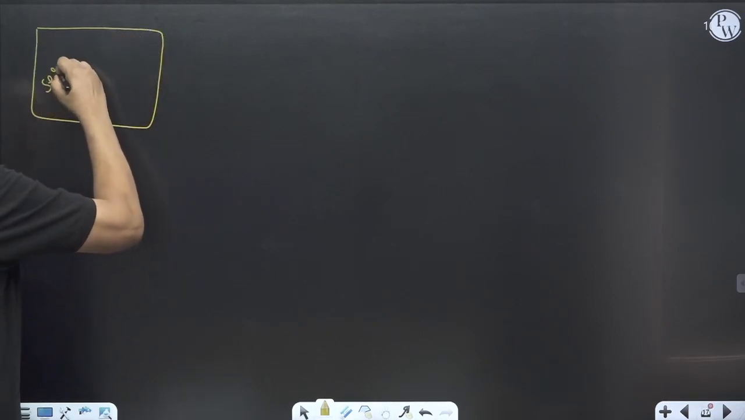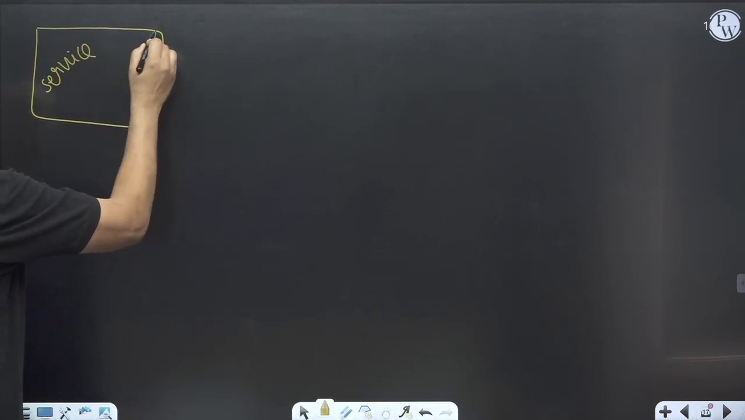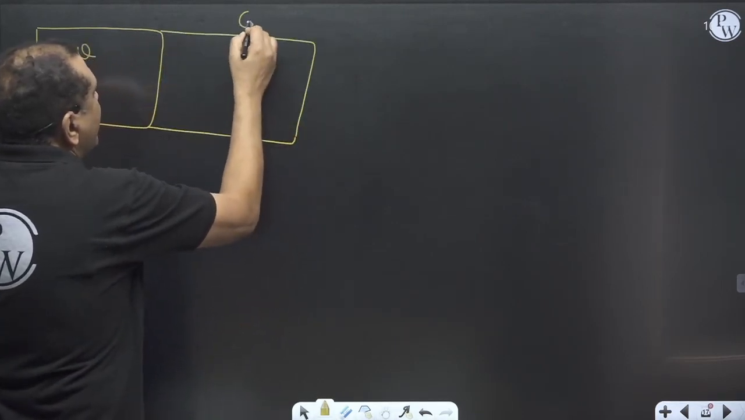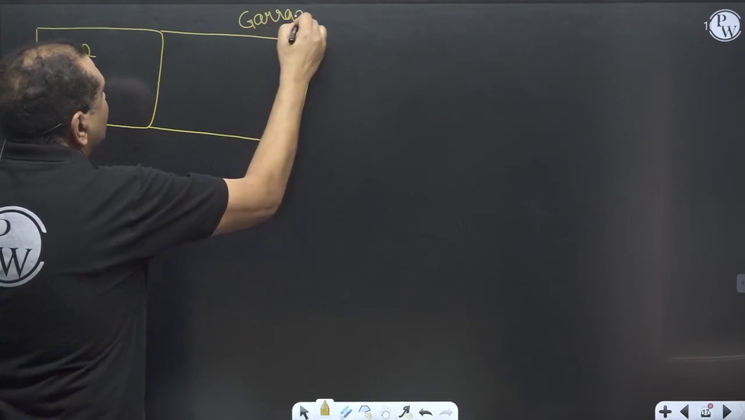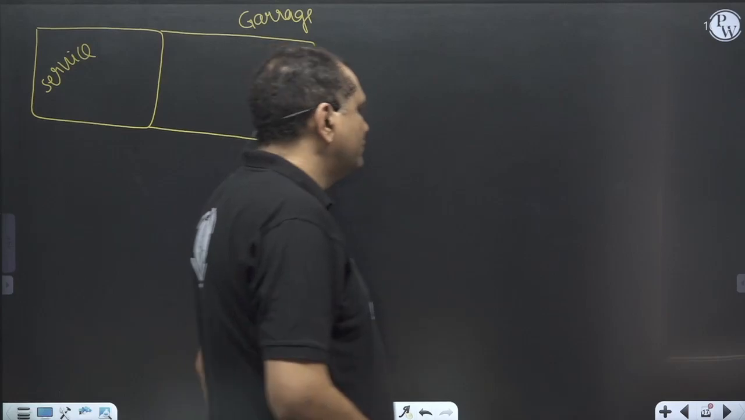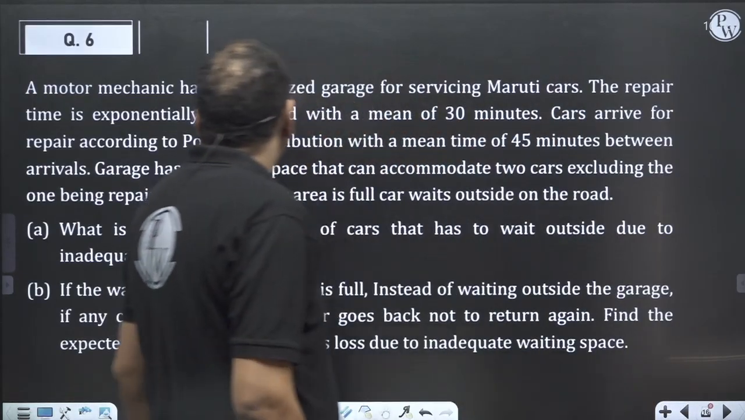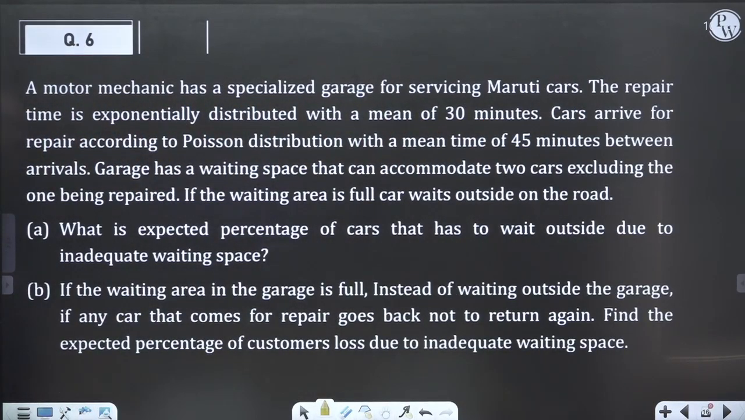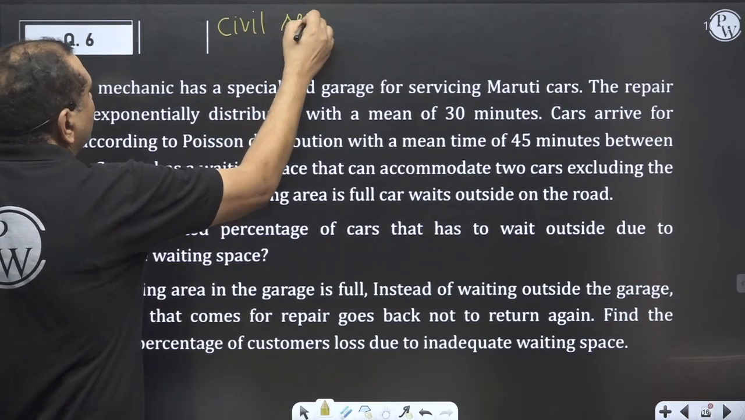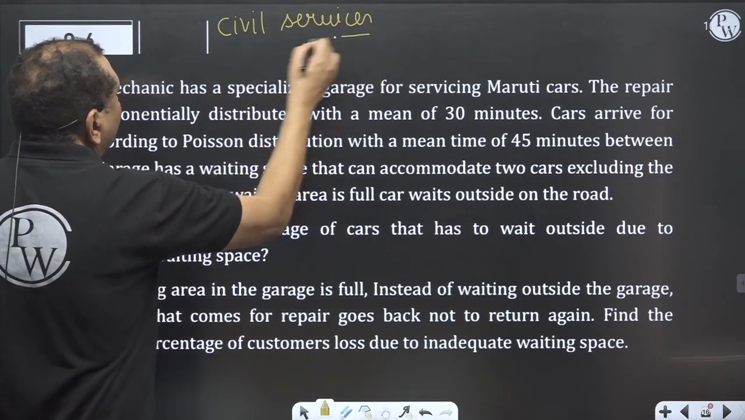It's a service facility and there's a garage. A motor mechanic has a specialized garage for servicing Maruti cars. This is a civil services problem, 30 marks.